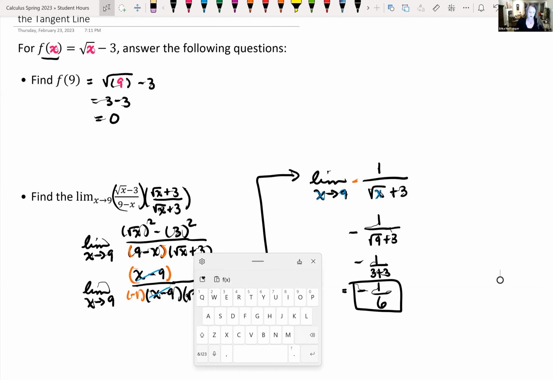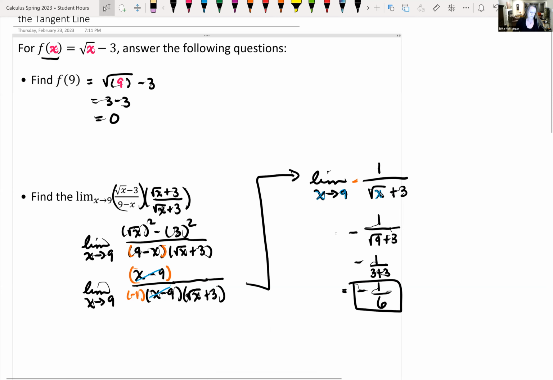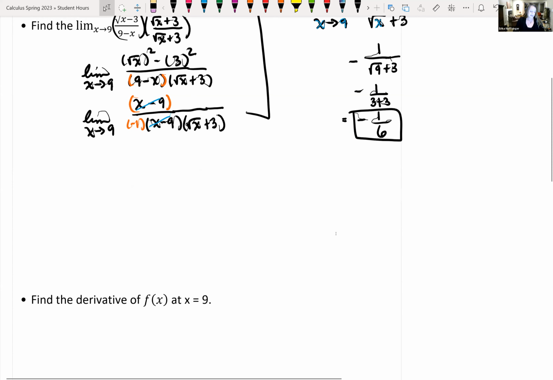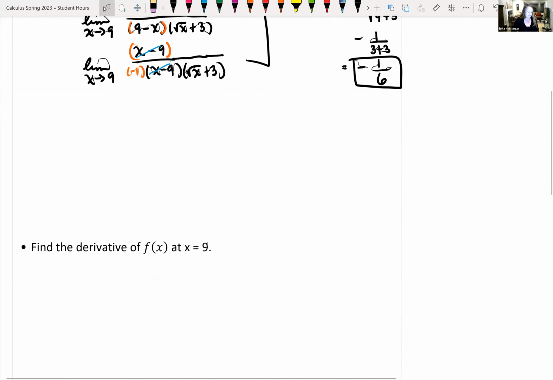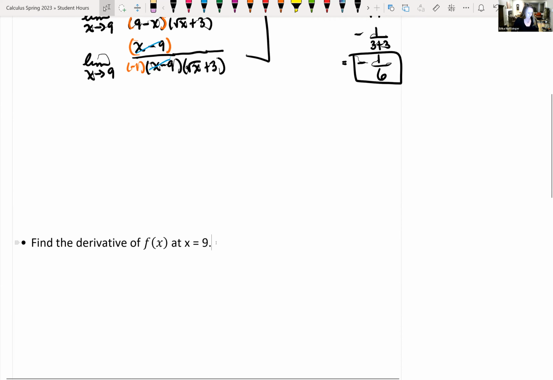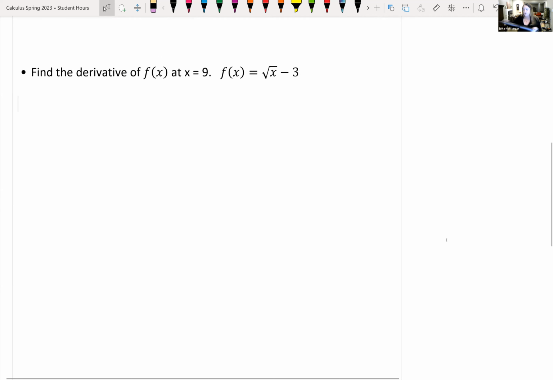The next problem you had was finding the derivative of f of x at x equals 9. Let me pull down f of x really quickly so we have it in front of us. When we're looking at the derivative of a function, right now we're using the formal definition. No shortcuts here, not yet.